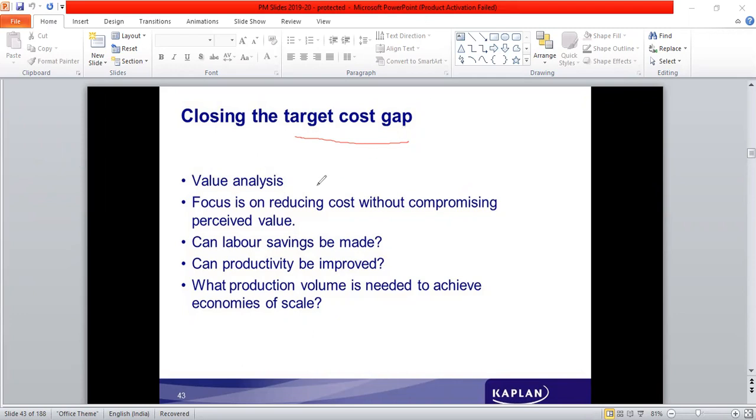Value analysis talks about how, in the process of cutting down on the cost, there is no way that the value which is offered to the customer is compromised. So that has to be taken up. Then focus is on reducing cost without compromising perceived value. Can labor savings be made? Can productivity be improved? Production volume is needed to achieve economies of scale. Economies of scale is when the production takes place at a large scale, the cost per unit comes down.